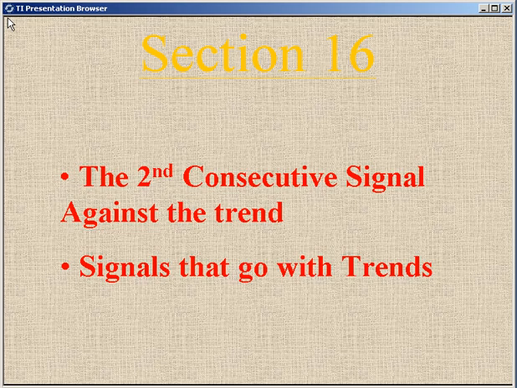This concludes section 16 of our training. If any part of this section was not totally clear, then we suggest that you review this section again. And if any questions remain, please write them down and we'll go over those questions in the online portion of your training. If you thoroughly understood this section, then you can proceed to section 17.